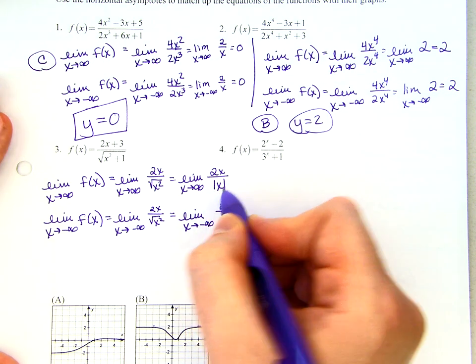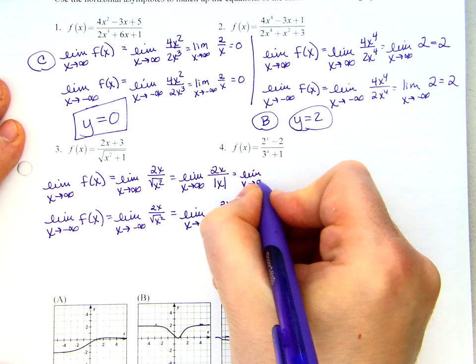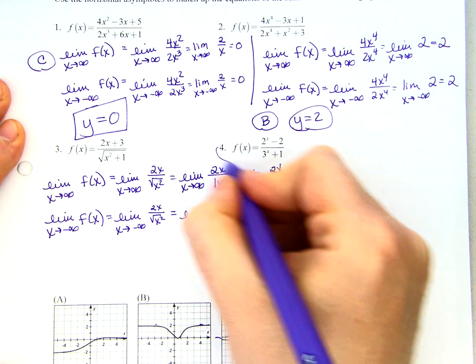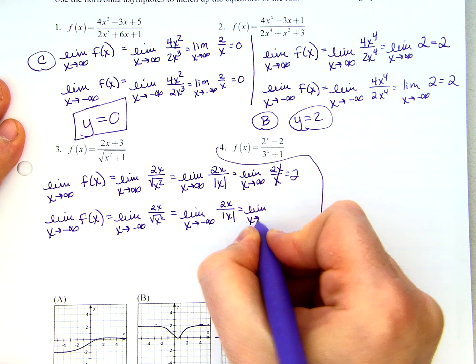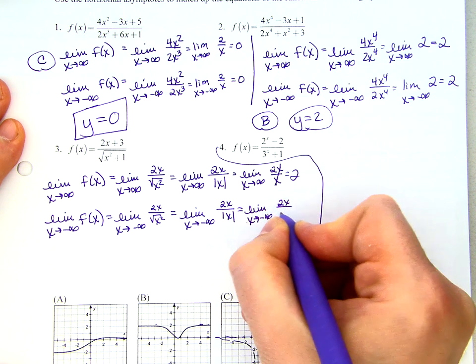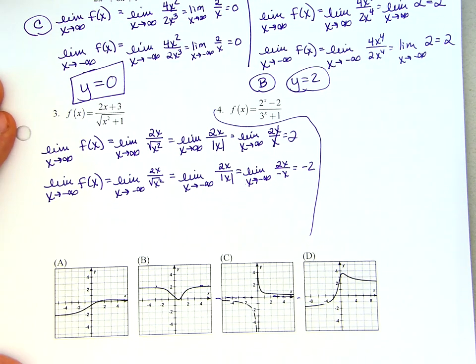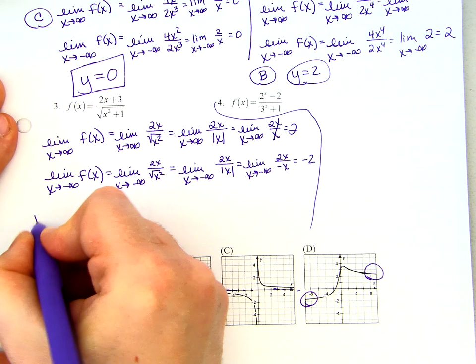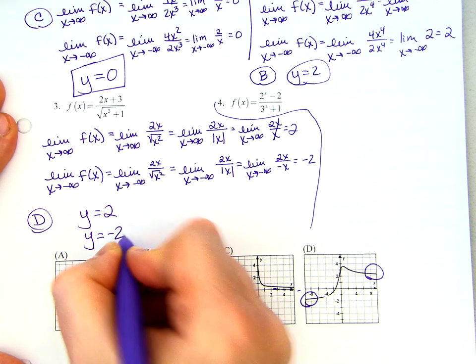That top one, the thing inside the bars is positive, so I can just drop my bars and say this is the limit as x approaches infinity of 2x over x. Just going to give me 2. The one down here is the limit as x approaches negative infinity of 2x over negative x. That is negative 2. I should approach 2 from one side, negative 2 from the other side. I think that's going to be D. I'm getting close to 2 from the right, negative 2 from the left. D is my answer, and my asymptotes are y equals 2 and y equals negative 2.